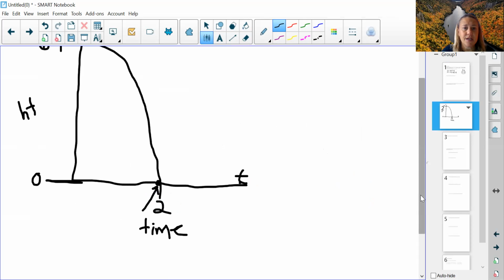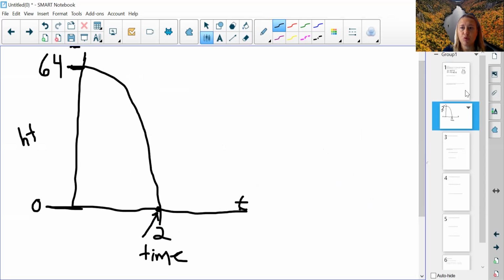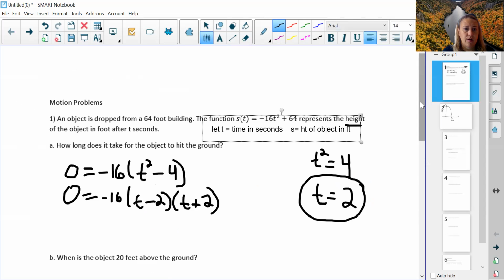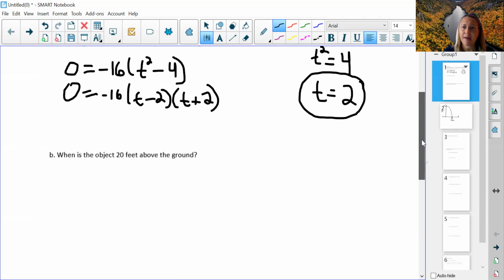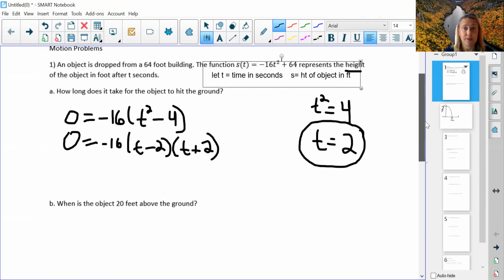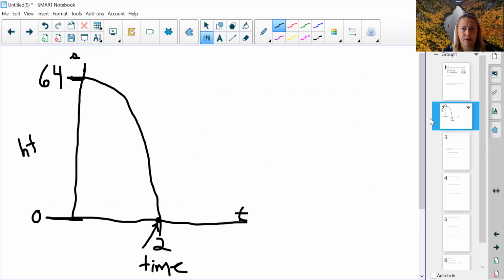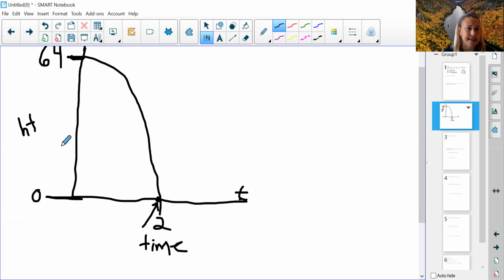Then we are asked, when is the object 20 feet above the ground? If I were doing this algebraically, where would the 20 go? Would I put the 20 in for t, or would I put the 20 in for s of t? This is where I joke with students that they will just randomly plug it in. But since this is the height, I hope what you're recognizing is that it's not t equals 20.